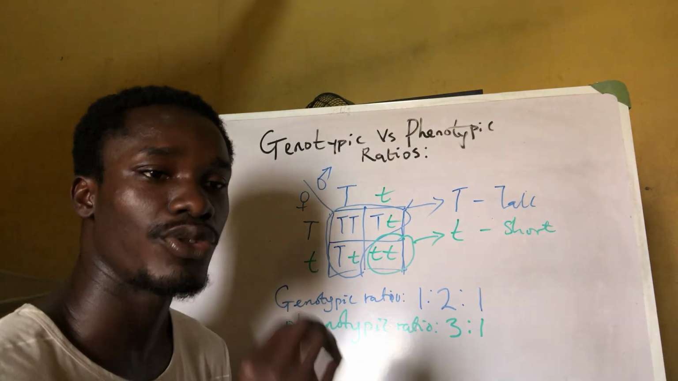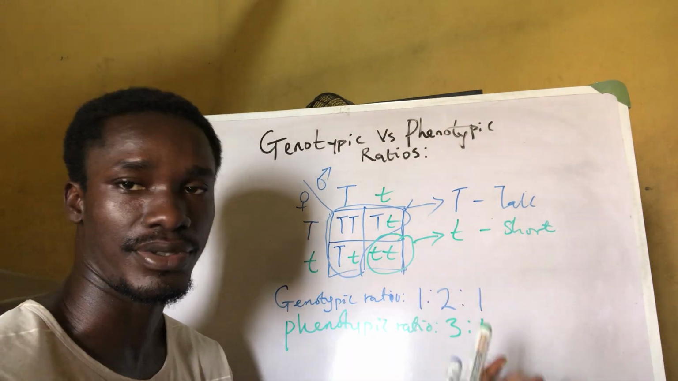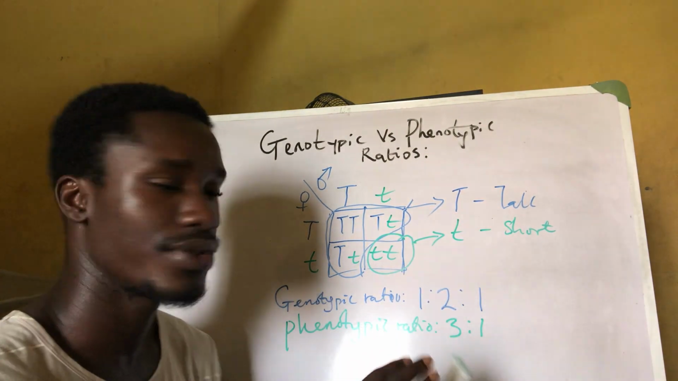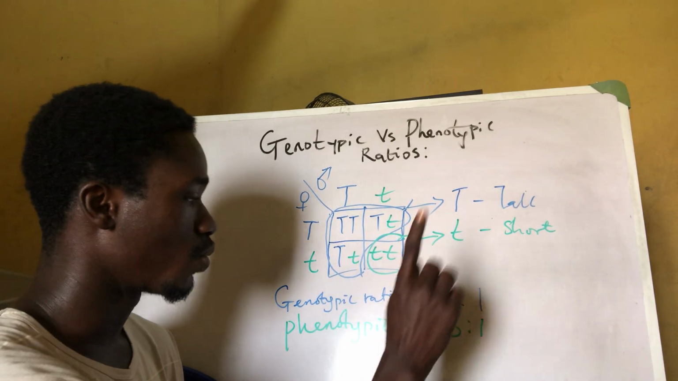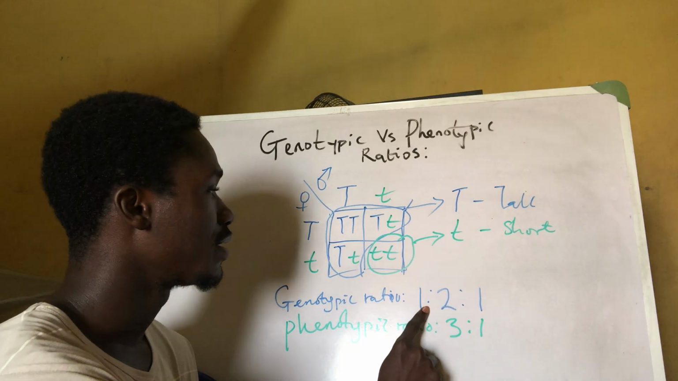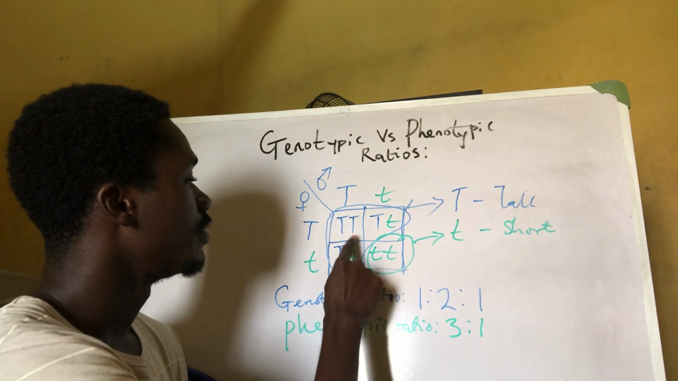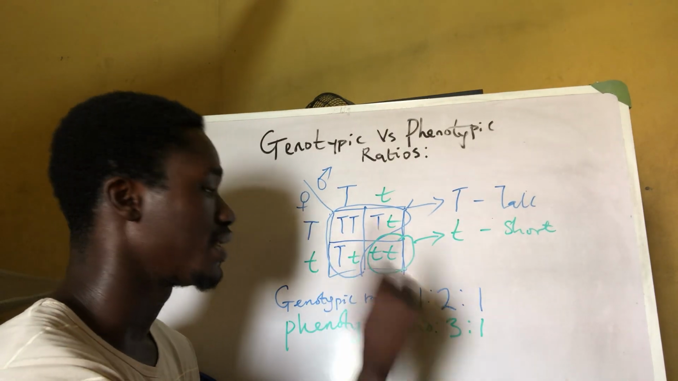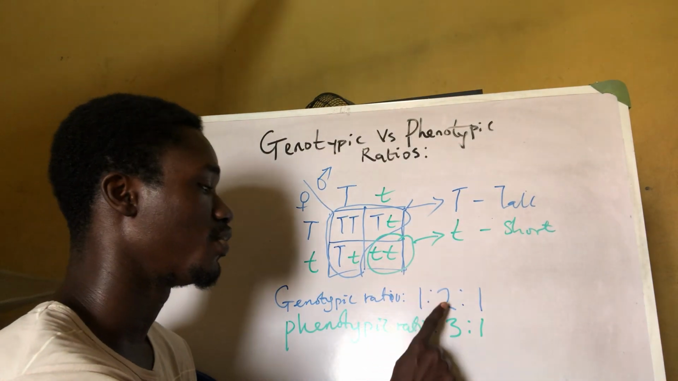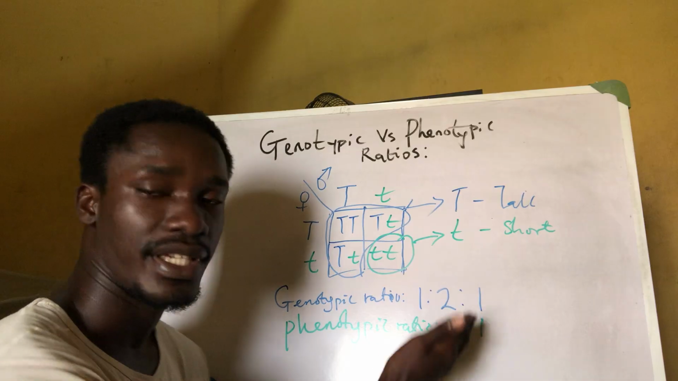But the genotype, we're talking about the different combinations of the alleles here. So here we have TT, which appeared one time, and then big T, small t appeared twice, so we have 2, and then small t, small t appeared once. So here we have 1:2:1, and then this one we have 3:1.